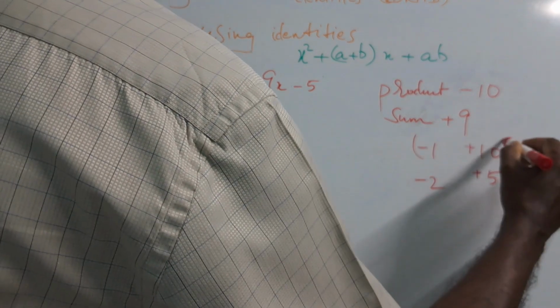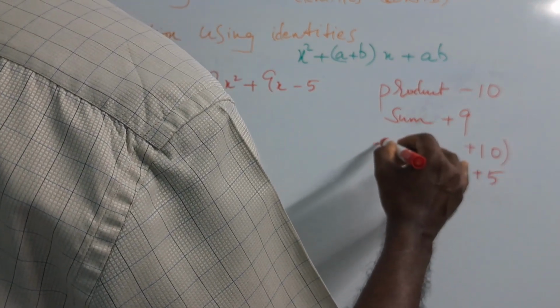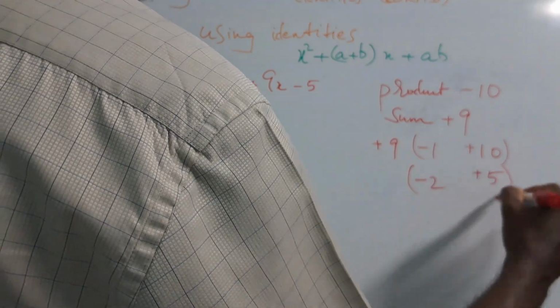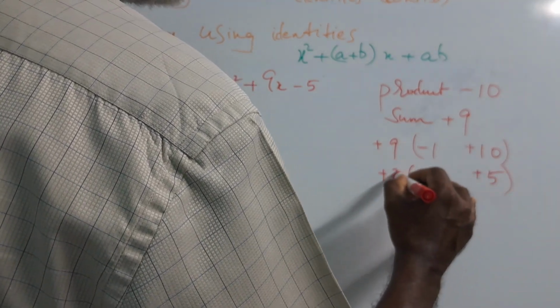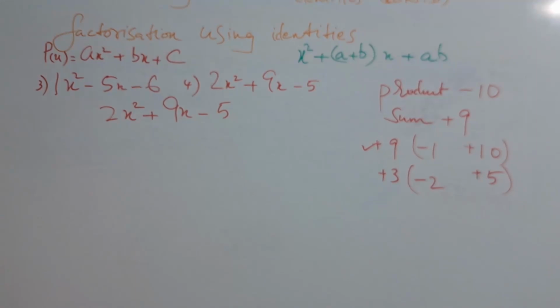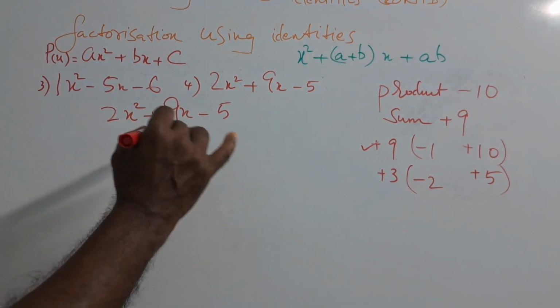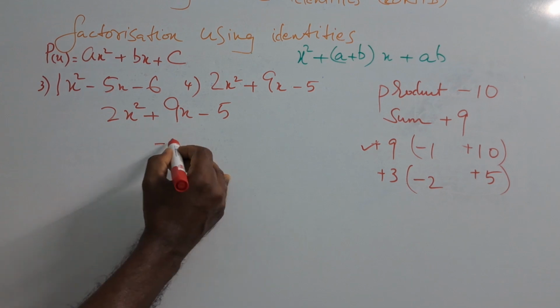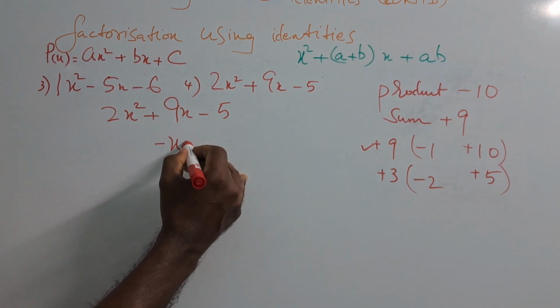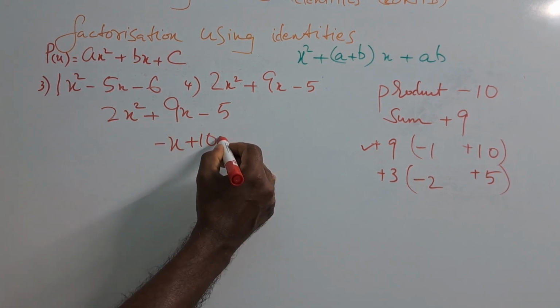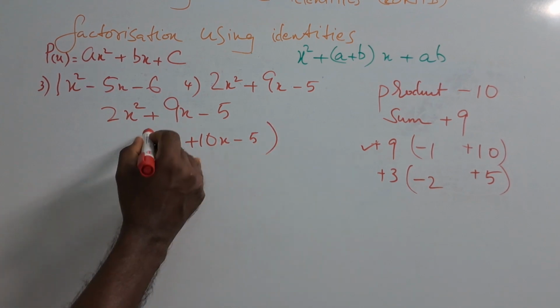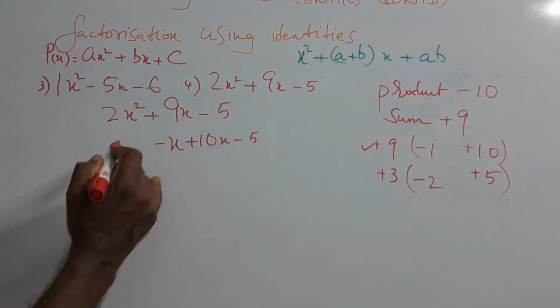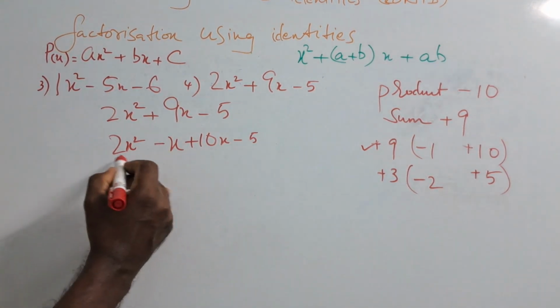When you add these two, you get plus 9 here. When you add these two, you get plus 3 here. We need plus 9. Therefore, we split the midterm as minus 1x or minus x plus 10x, minus 5, into x square, that is 2x square.